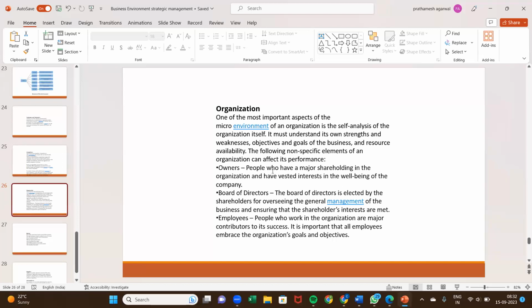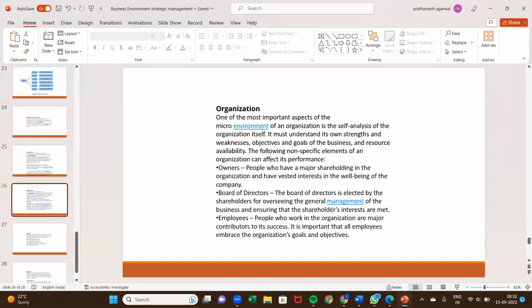Now, we have owners, people who have a major shareholding in the organization and have vested interest, means they have shown interest in the well-being of the company. These are the owners. Then board of directors. The board of directors is elected by the shareholders. Why do we need the board of directors? To keep a check on the general management of the business, and ensure that the shareholders' interests are met. Because the shareholders are investing in the organization.